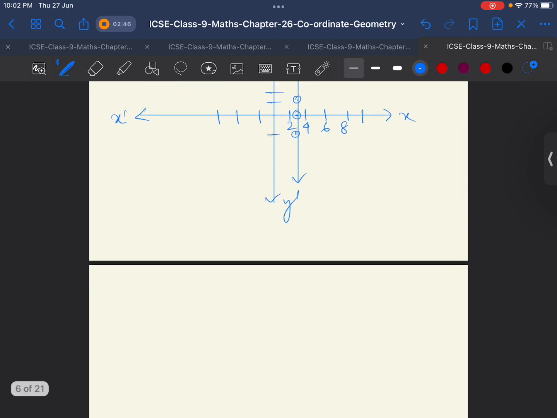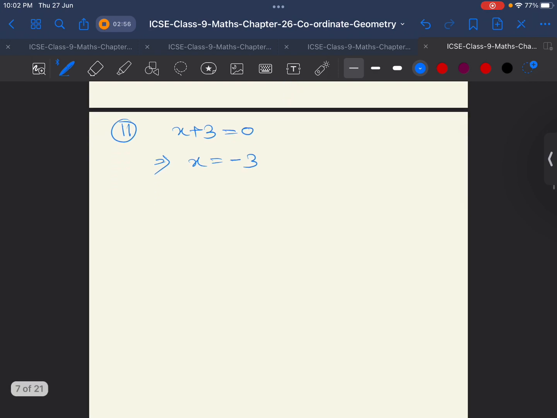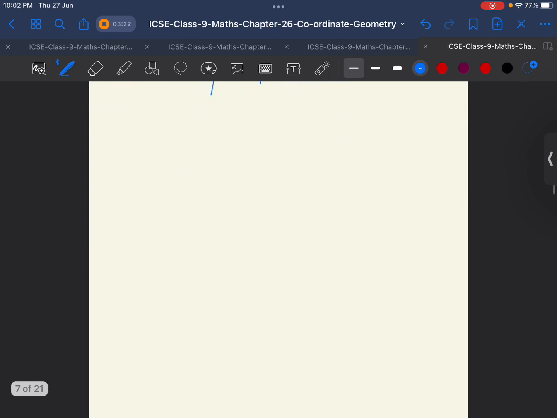Then the second equation, x plus 3 equals 0, implies x equals -3, therefore the value of y can be taken as any real number. Then the table is here: x and y. When x is -3, y value is any real number: 1, 0 or -1.